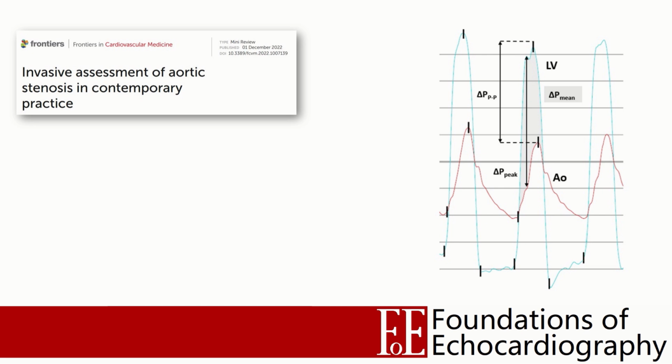Current European Society of Cardiology guidelines on the assessment of aortic stenosis with echocardiography put more stock in the mean pressure gradient than in the peak gradient. In this graph, the mean pressure gradient is represented by the shaded area.